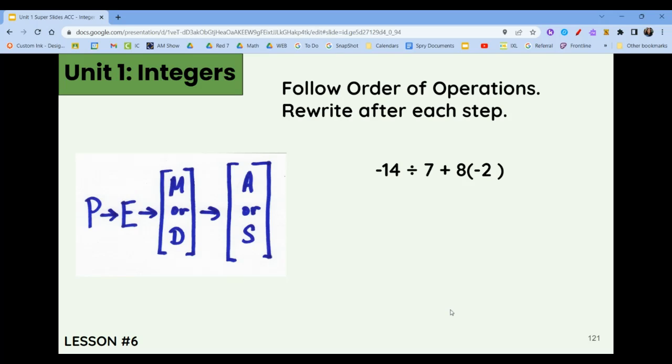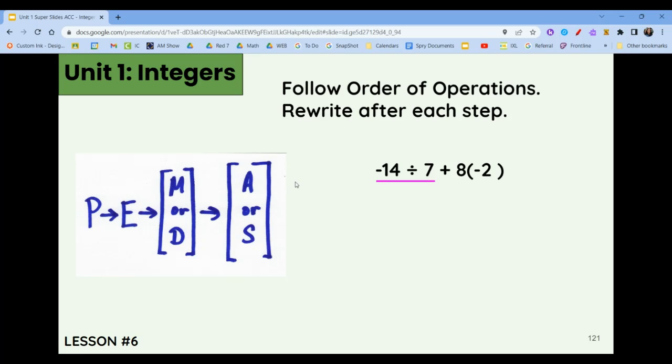Follow order of operations and rewrite after each step. So we really need to rewrite after each step. We're going to rewrite the entire expression that's left over every single time we solve part of it. So first, is there anything grouped inside of parentheses that we need to look at? No. Are there any exponents? No. Is there multiplication or division? Yes. There's division right here, but there's multiplication right here. Which should we do first? We should do the division first because it comes first from left to right.